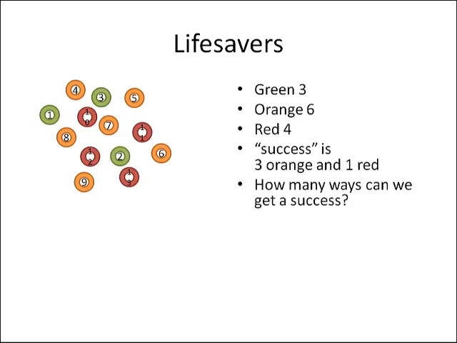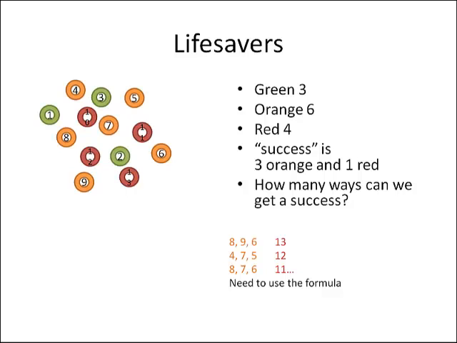So let's just start looking at what we could do to get a success. Well, we could choose these 4, and that would be a success. Or we could choose these 4, and that would be a success. Or we could choose these 4, and it would be a success. Again, I'm not going to go through this many more times, so let's just take a look at what we got the first 3 times.